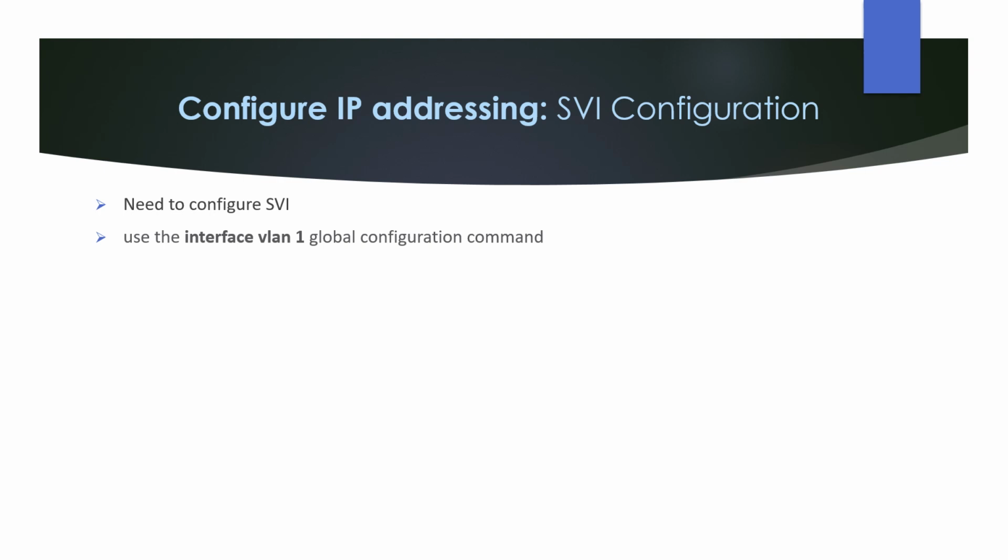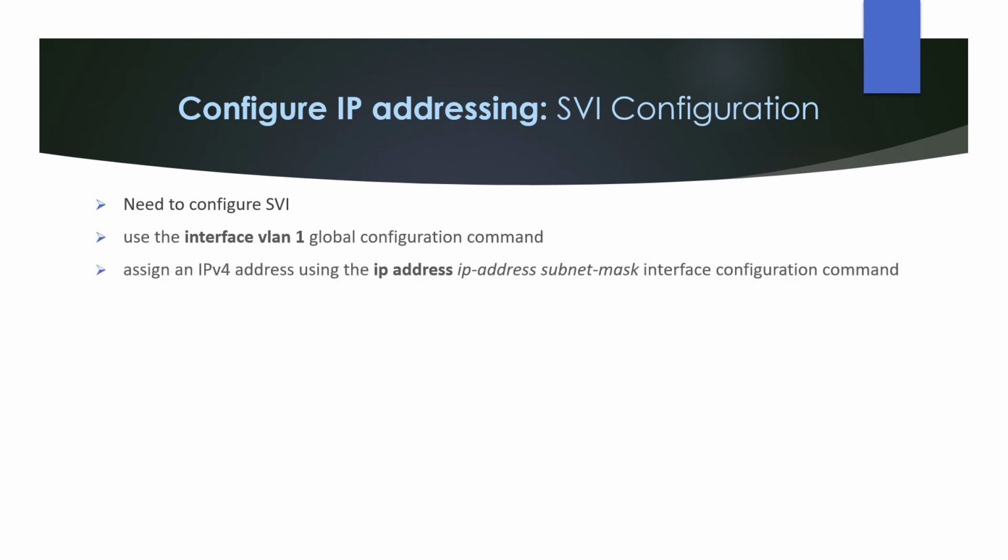VLAN 1 is not an actual physical interface, but a virtual one. Next, you have to assign an IPv4 address using the IP address and the subnet mask interface configuration command. Finally, you have to enable the virtual interface using the no shutdown interface configuration command. After these commands are configured, the switch will have all the IPv4 elements ready for communication over the network.